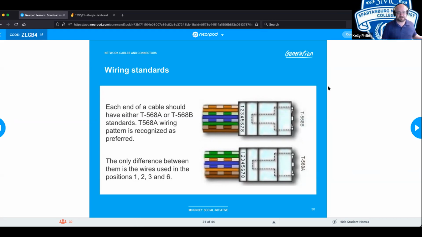Is there some sort of way that we can look at this so it's easy to remember? Is there some sort of mnemonic or memory device we have? Yes, we got you covered.